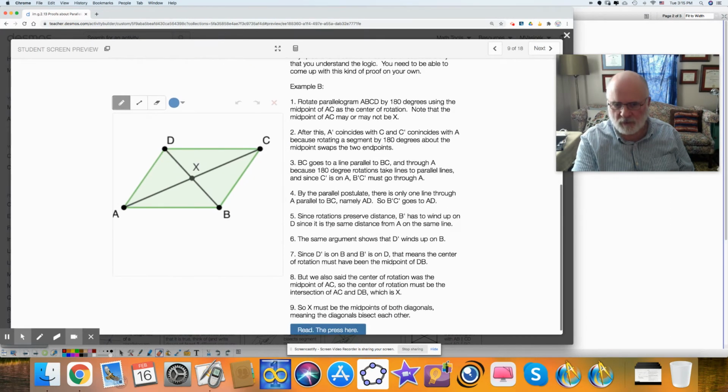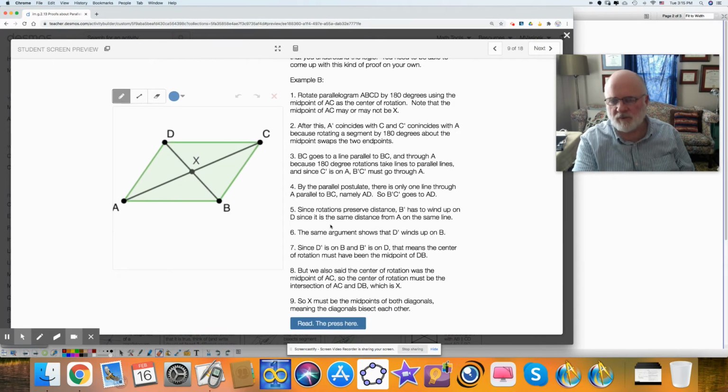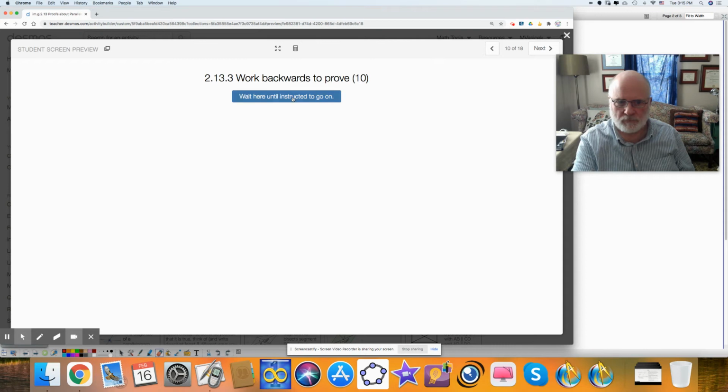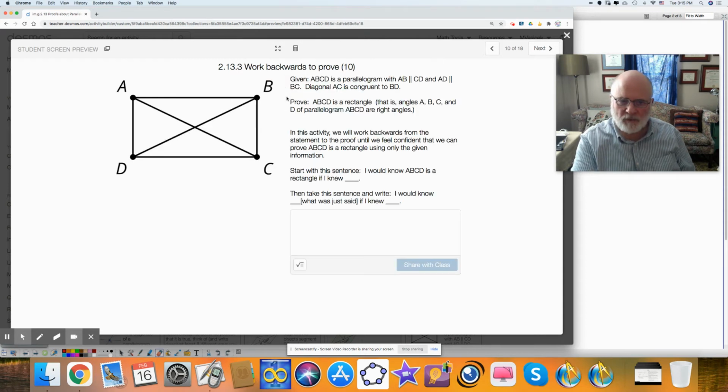There's a second proof here for you to read, and you can do this on your own. I'm not going to go through it now. This is a second way of doing this proof using rotations, and it's pretty cool. Next, we have a second thing to prove, and that is that ABCD is a parallelogram, with AB parallel to CD and AD parallel to BC. The diagonal AC is congruent to BD.